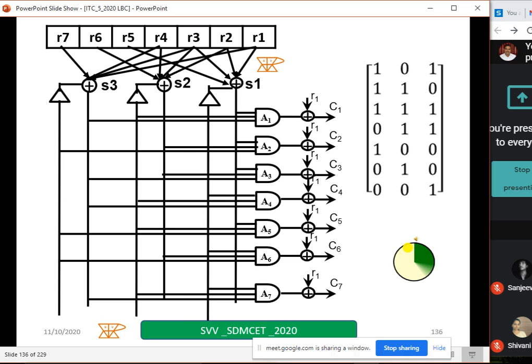So once you complete writing C1 and R1, it's a mod 2 adder. All of you know mod 2 adder means 0,0 gives 0; 0,1 gives 1; 1,0 gives 1; 1,1 gives 0. If I give these inputs, what will be the output? That you have to remember so that you can understand the working of this complete decoder circuit.